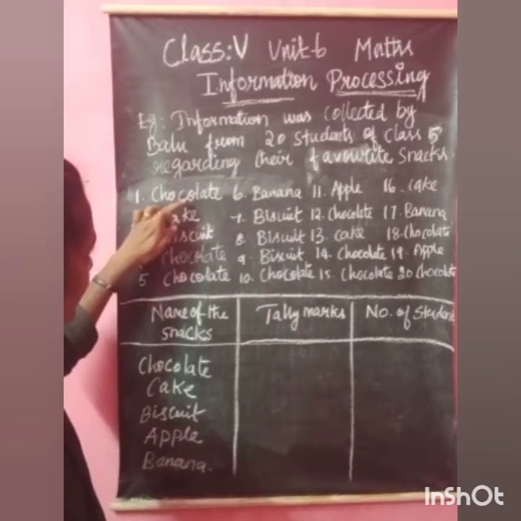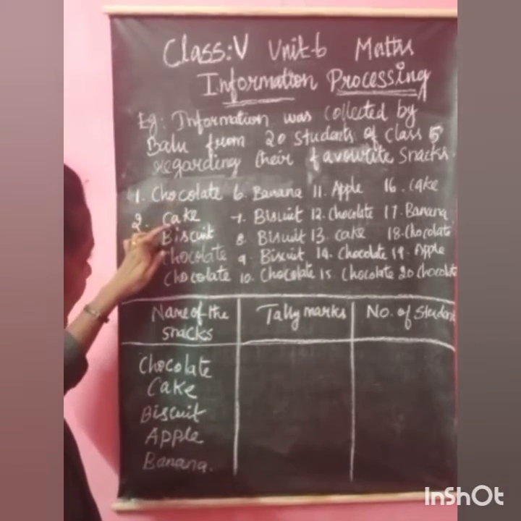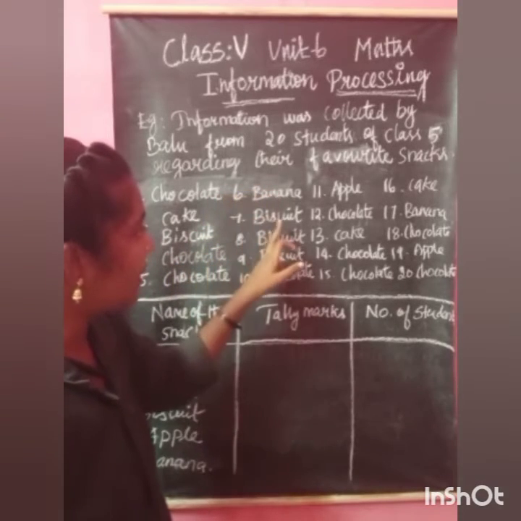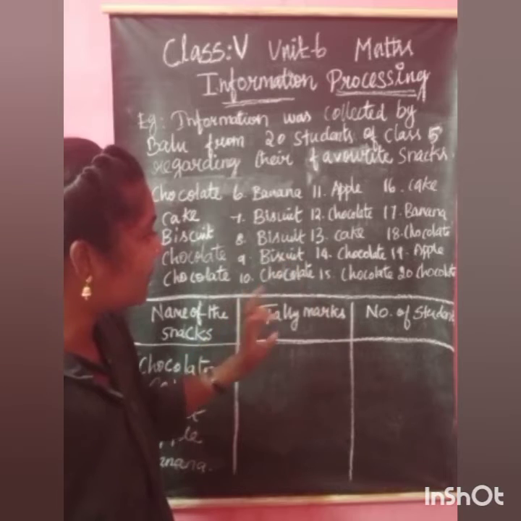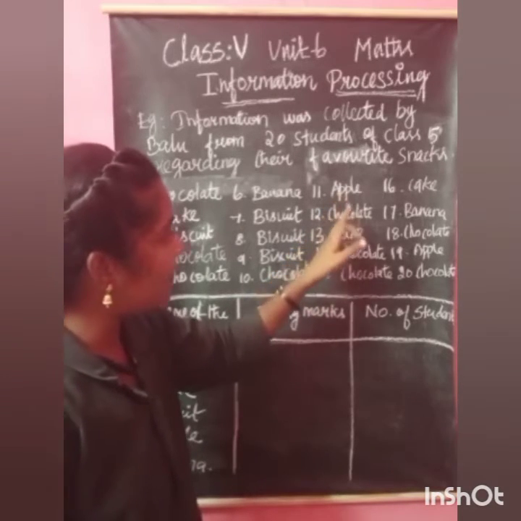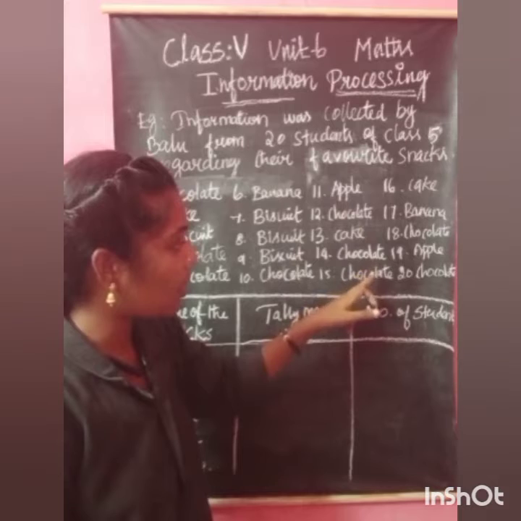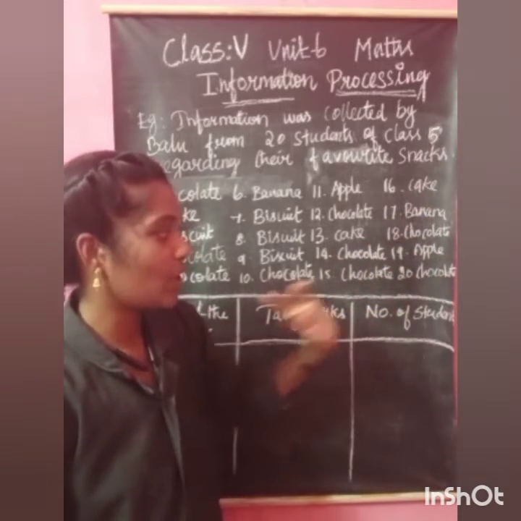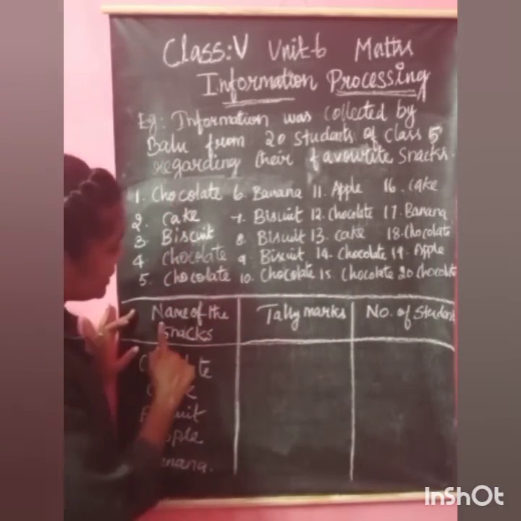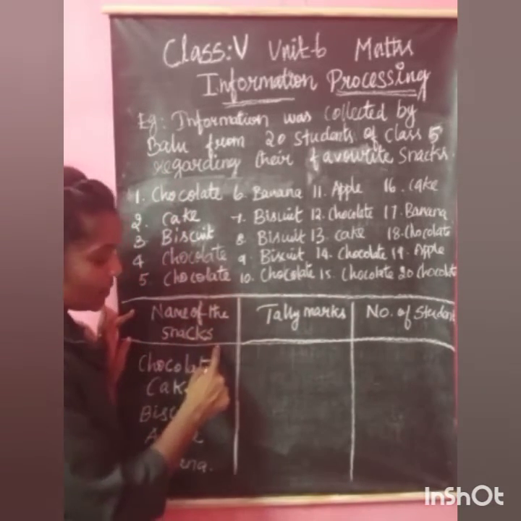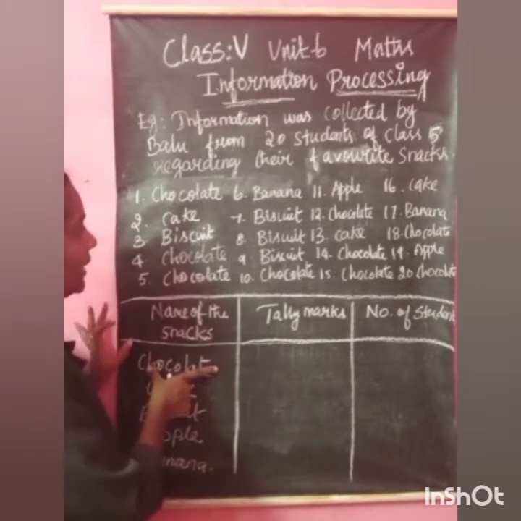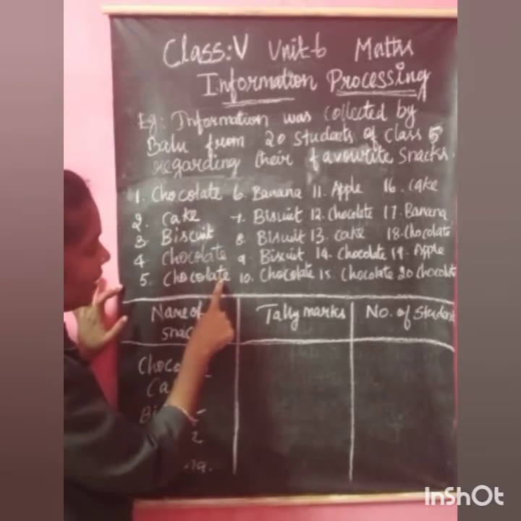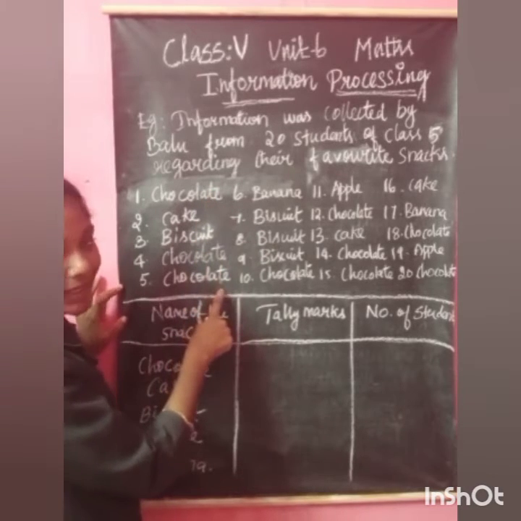So first is given chocolate, then cake, biscuit, chocolate, then banana, biscuit, chocolate. Then apple, chocolate, cake, banana, chocolate, apple, chocolate. So first, see the children, this is the number of snacks. So first count the chocolate. See the children, so 1, 2, 3. So we are using the tally marks now.